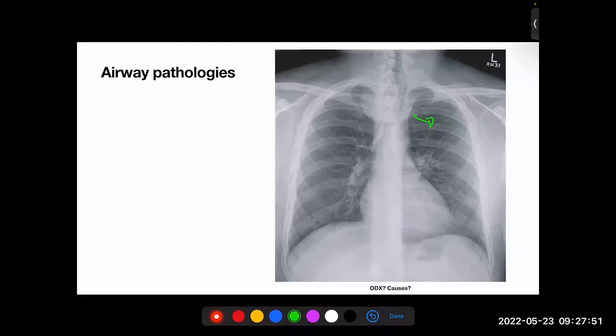So if this patient had trachea deviated to the left, and a pneumothorax is responsible for this, is this pneumothorax going to be on the left or on the right? On the right. Thank you. Anything else? Multinodular goiter. How does the goiter deviate the trachea?